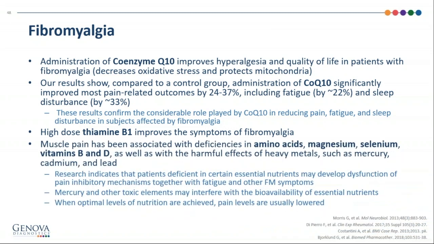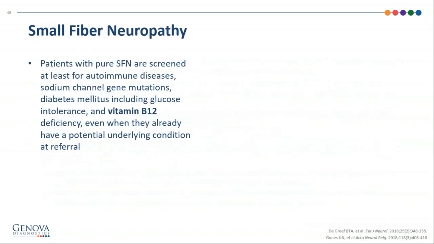This is a study looking at amino acids as well as magnesium, selenium, B, and D, as well as checking out the harmful effects of heavy metals and finding that muscle pain was associated with those. Talking about mercury, I have a patient later on that shows mercury causing severe headaches. The beautiful thing about the NutrEval is they will study all of these: mercury, cadmium, lead, arsenic. These are all mitochondrial poisons, which means they are possibly going to cause chronic pain. And this is a study that proved that.